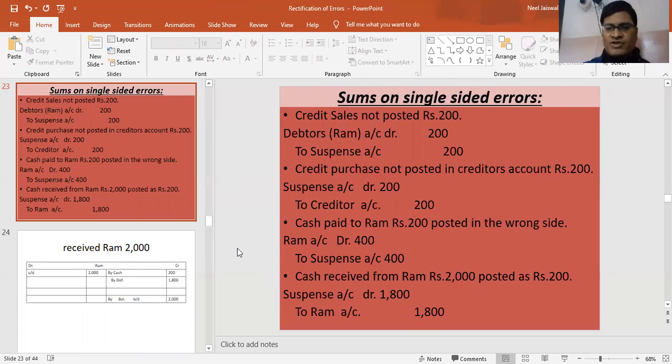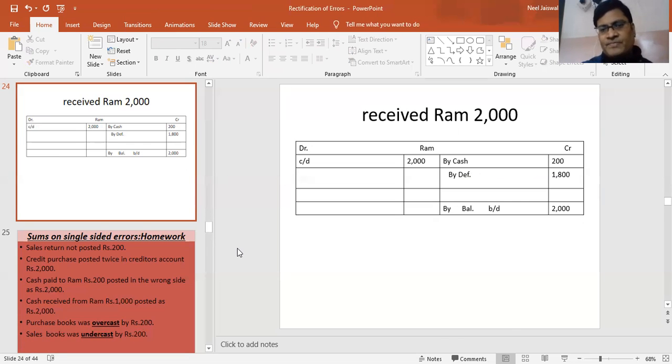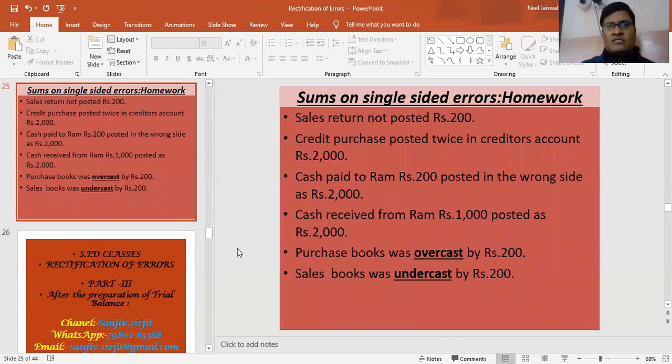If you do it this way for posting errors, not the journal, the correct journal, wrong journal, and then right journal, you will get these posting errors in a very, very easy way. Do sums on this single-sided error, students. This is homework. Please do this and get in touch with me.